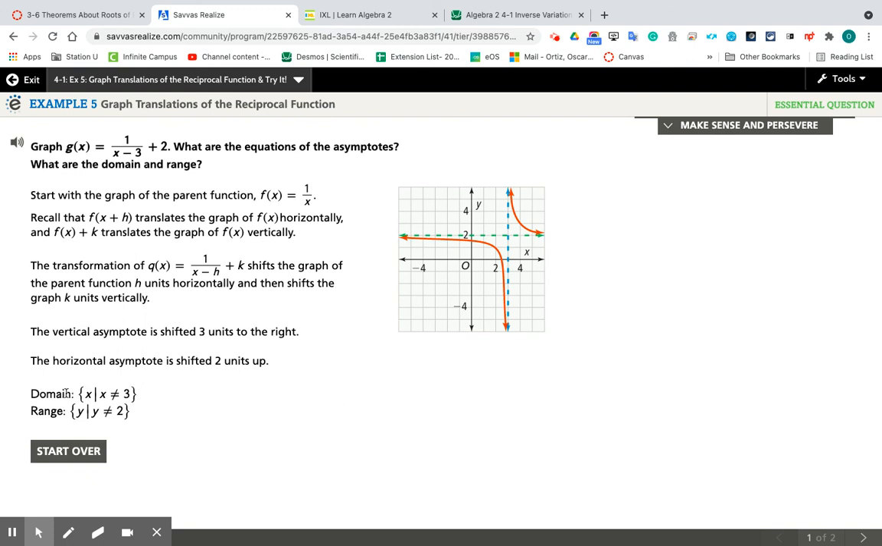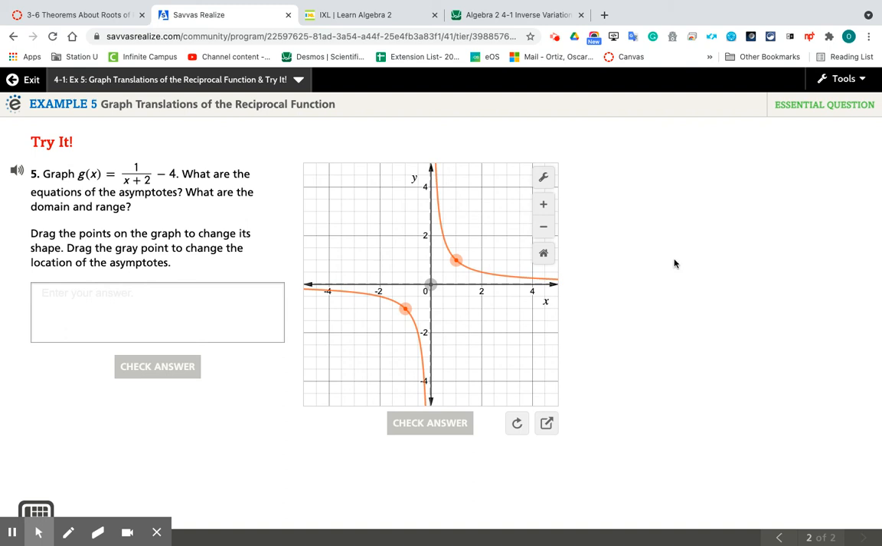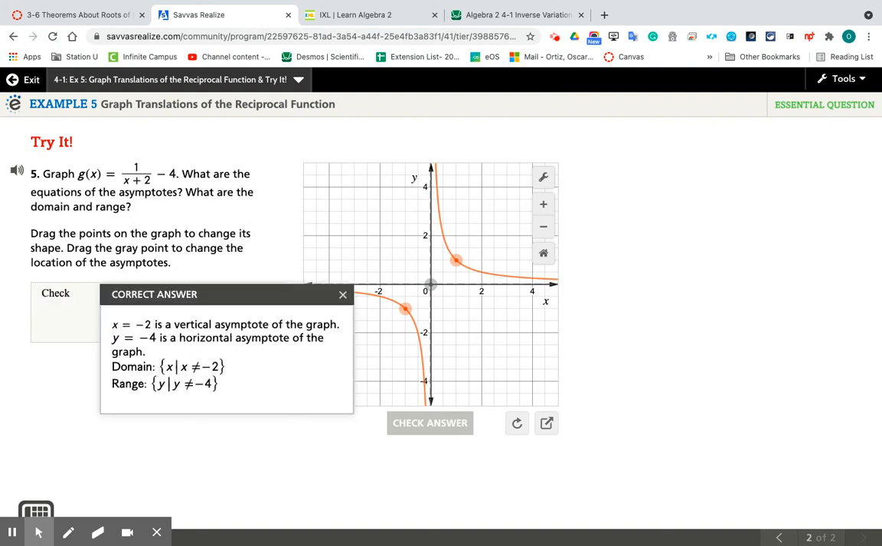So the domain will be all real numbers, that's how you write it, different from 3. And the range will be all real numbers different from 2. So with that in mind, please try to answer this question. Play with the graph, go over the explanation, and then give yourself some time and check the answer. Hopefully you got to the correct answers.